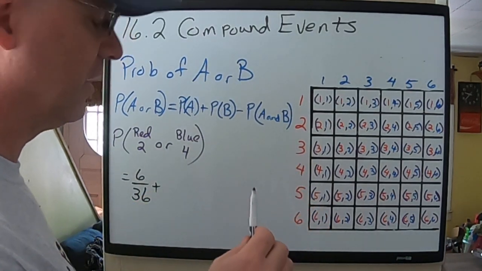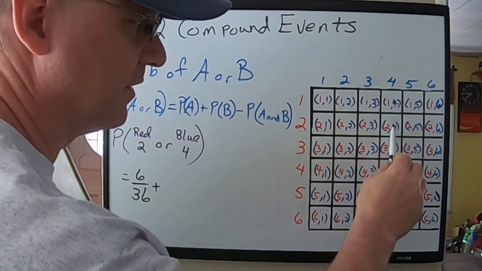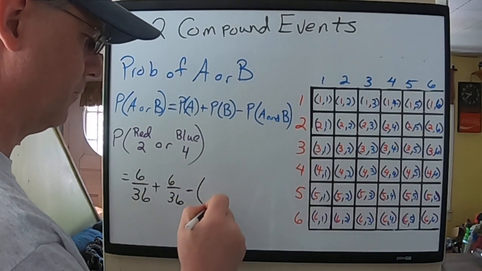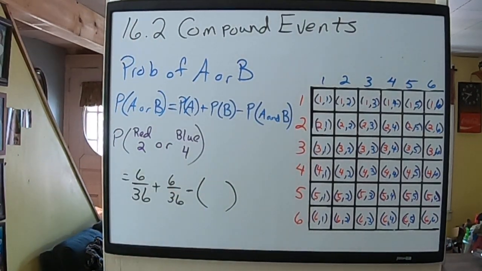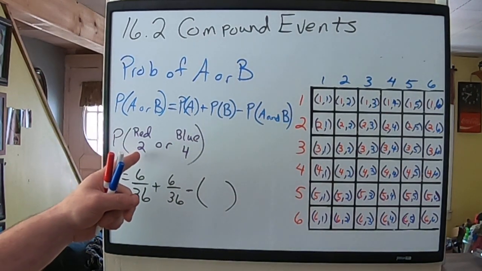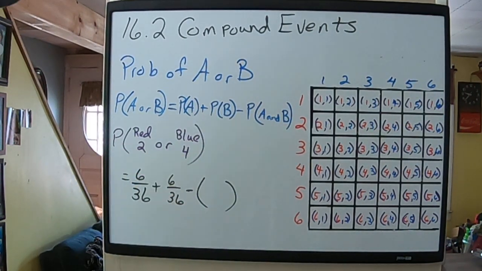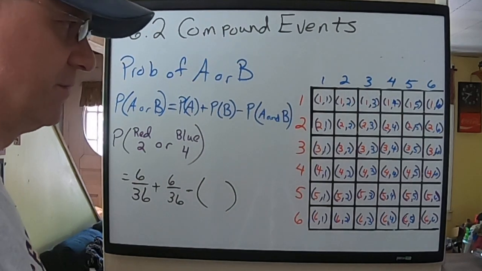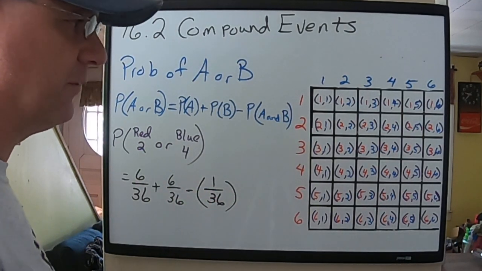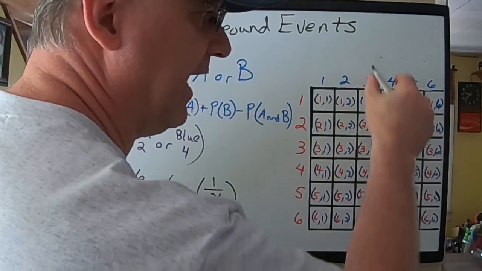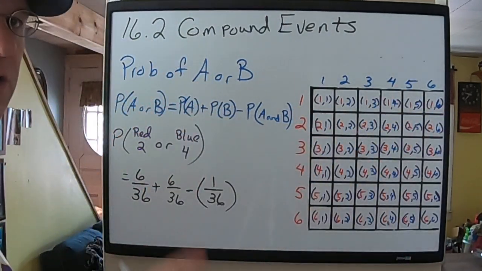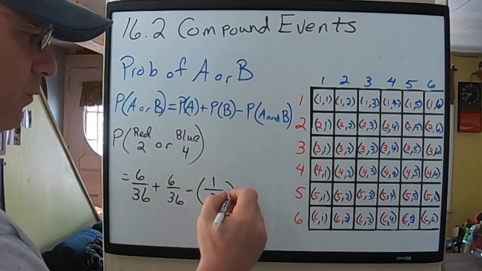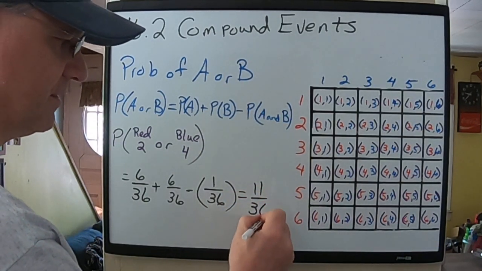The number of ways you can roll a blue 4 is 1, 2, 3, 4, 5, 6. Now, how many ways can you both roll a red 2 and a blue 4 at the same time? Red 2, blue 4, just one. So there's 1 out of 36 that we have to take away, because if we count these up and we count these up, we're counting the same one twice. We only want to count it once. So when you add 6 and 6 is 12, minus 1 is 11 out of 36.